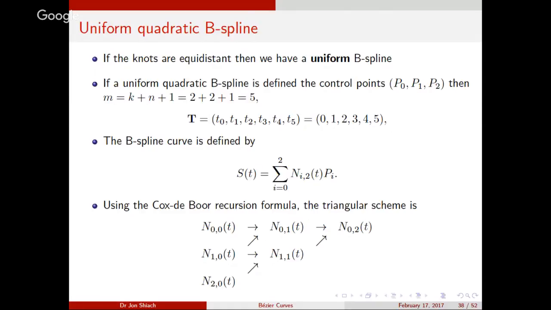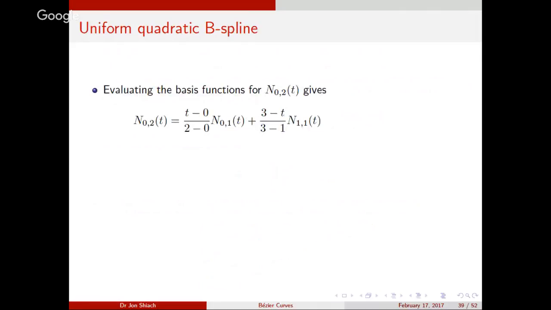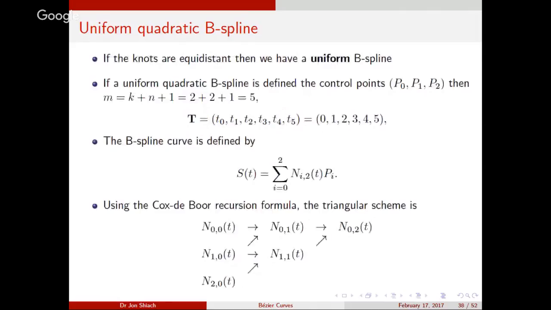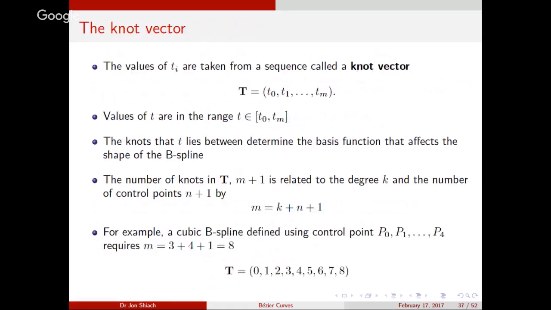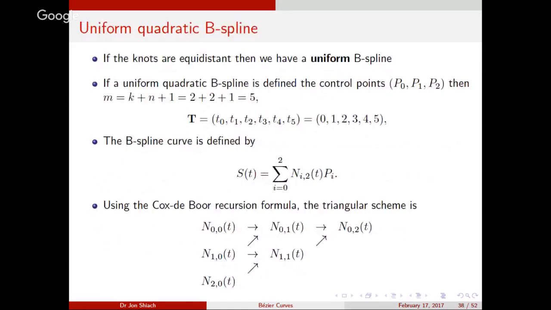And the B-spline curve is defined by this. So i equals 0 to 2, because that's my upper control point. And I have this summation, and using what we call the Cox-de Boor recursive formula, I have the triangular scheme. What I'm going to do is evaluate the basis function. So starting at this one, it is made up of a combination of those 2.